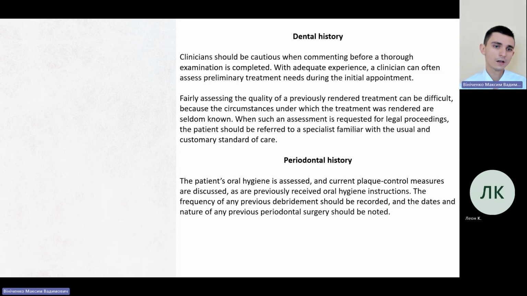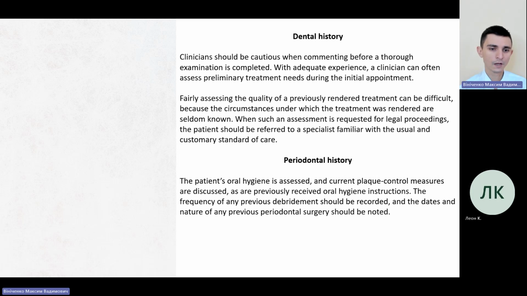Dental history. Clinicians should be cautious when commenting before a thorough examination is completed. With adequate experience, a clinician can often assess preliminary treatment needs during the initial appointment. Fairly assessing the quality of previously rendered treatment can be difficult because the circumstances under which the treatment was rendered are seldom known. When such an assessment is requested for legal proceedings, the patient should be referred to a specialist familiar with the usual and customary standard of care.